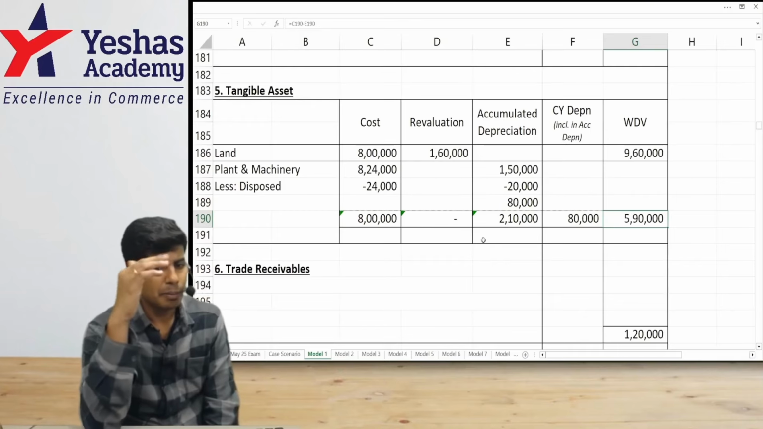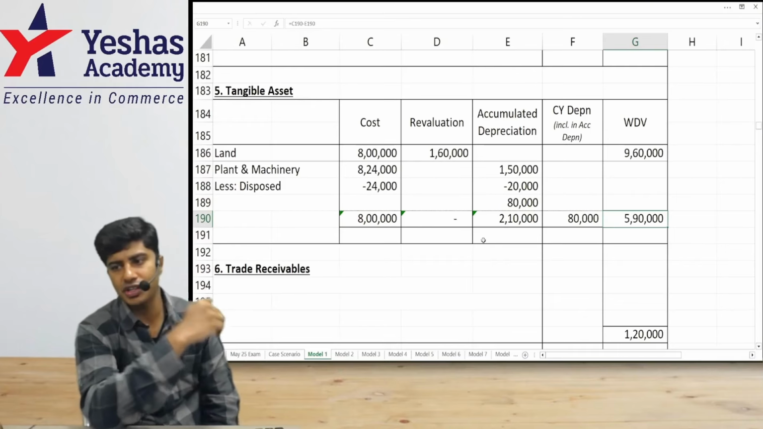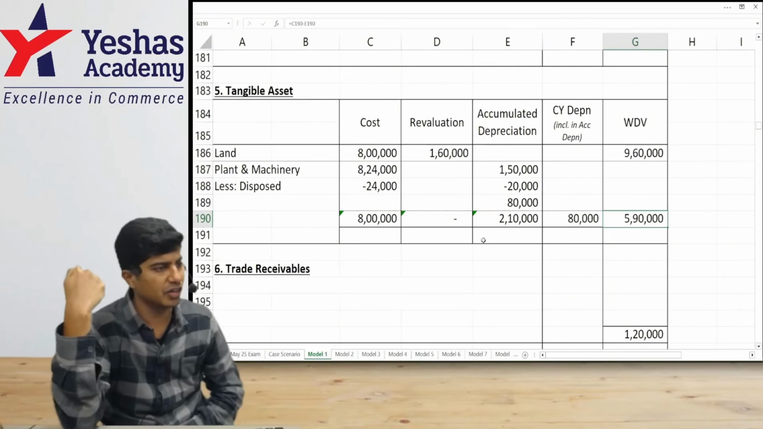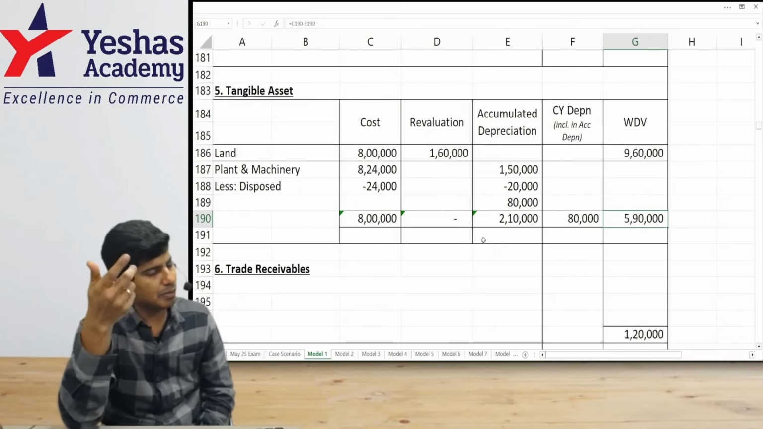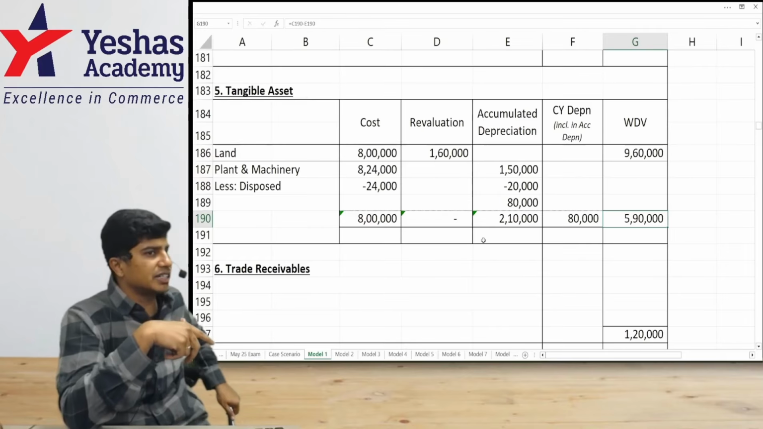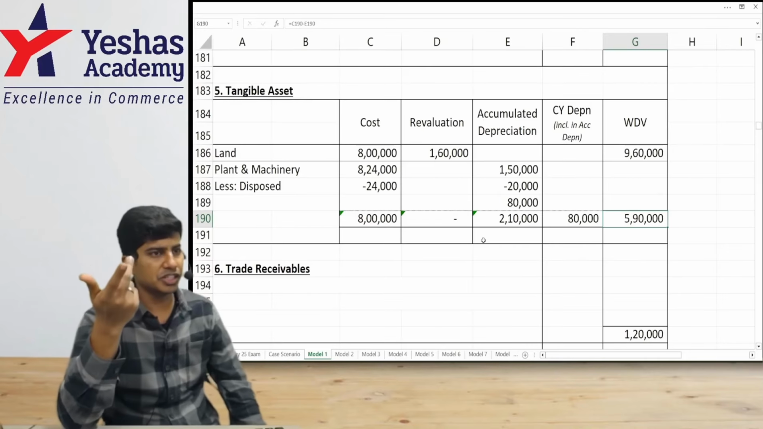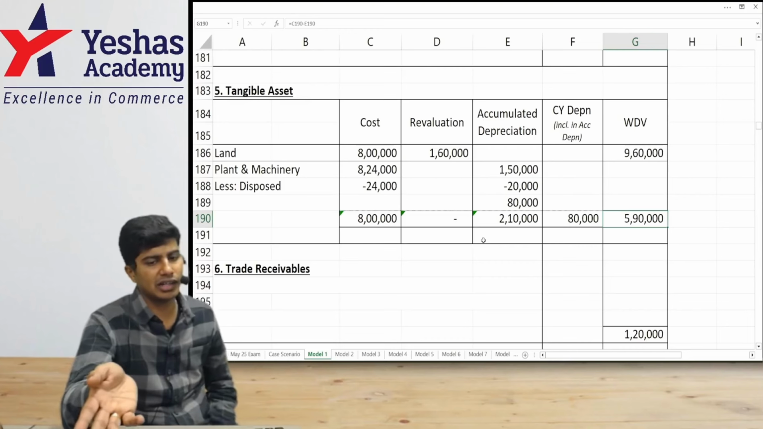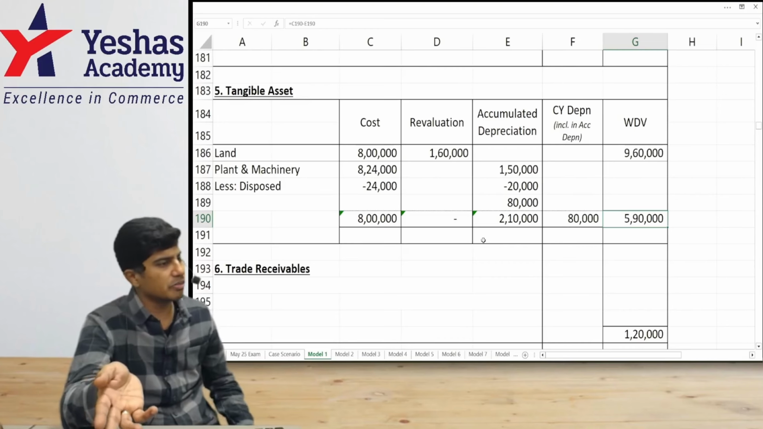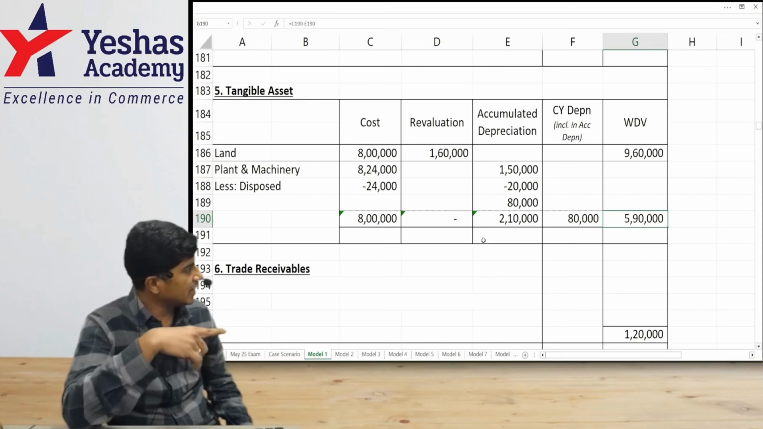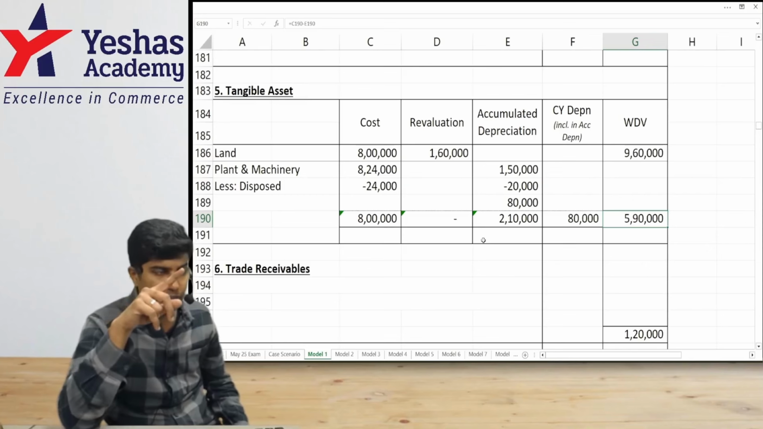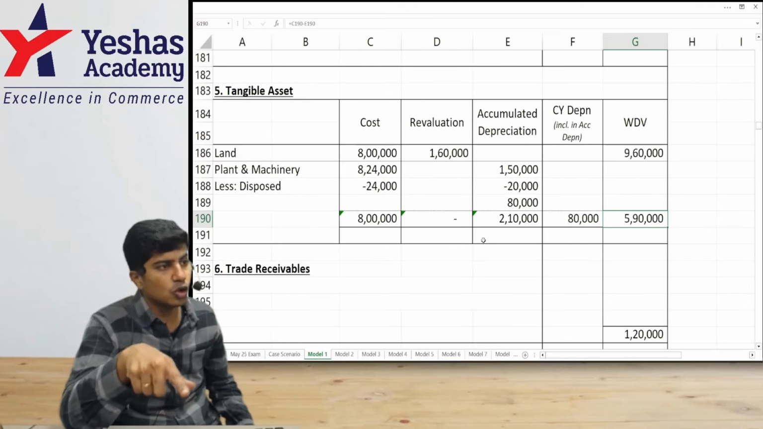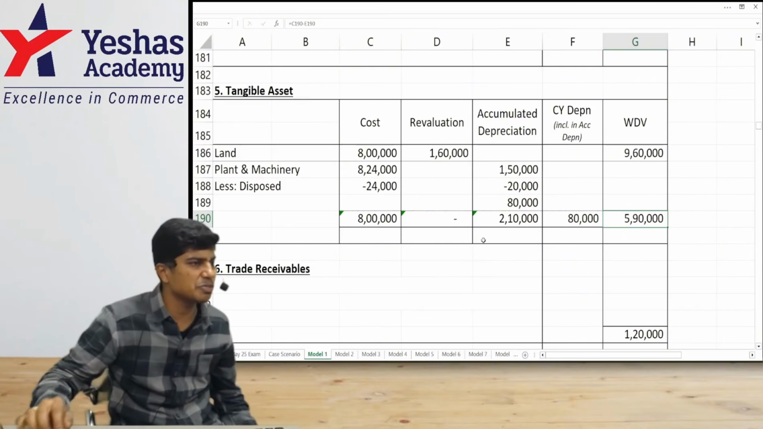Did you understand? In the beginning there was 1 lakh 50,000 depreciation. We've already removed the asset worth 20 accumulated depreciation. It becomes 130. During the year we've charged 80 depreciation. Accumulated depreciation becomes 2 lakh 10. Asset is there to the extent of 8 lakh. 8 lakh minus 2 lakh 10, right? 5 lakh 90 as the closing balance of the asset. This 5 lakh 90 will go to property, plant and equipment in balance sheet. That 80,000 will go to depreciation and amortization expenses.